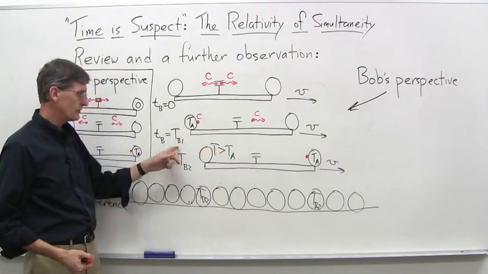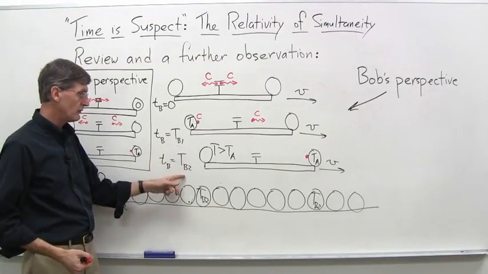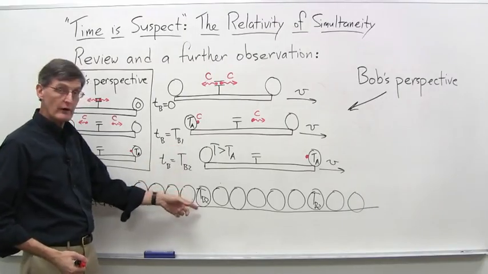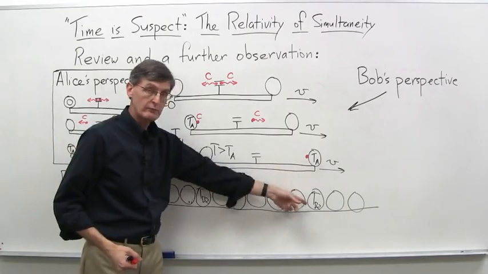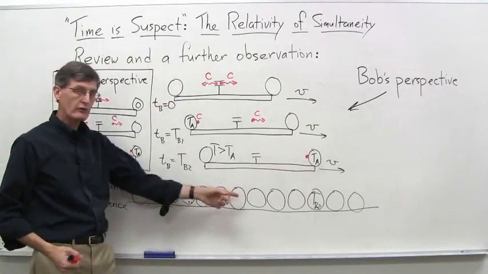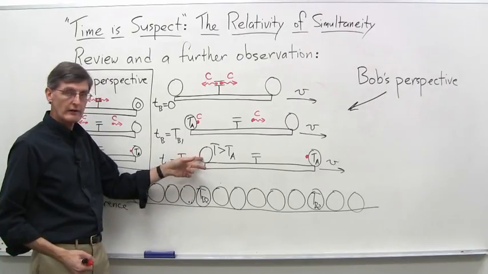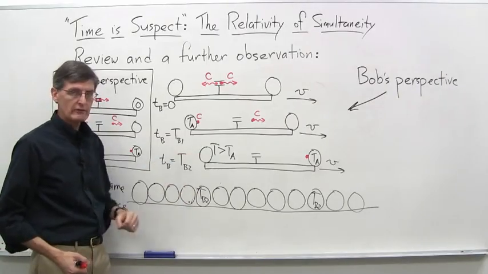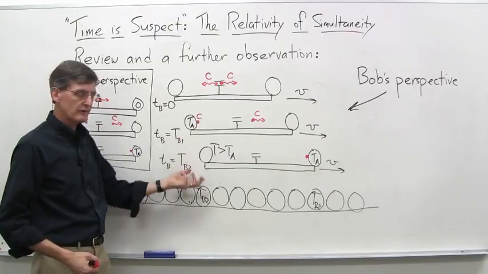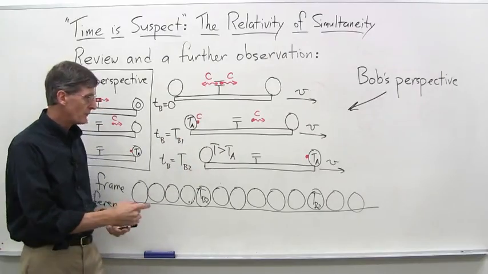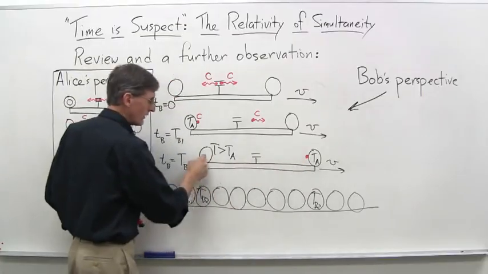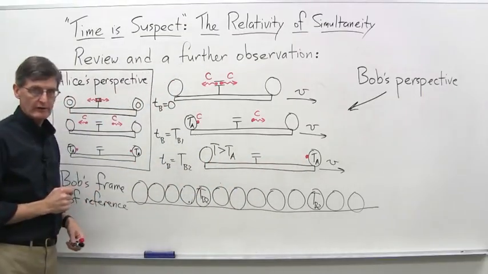I read the first one at TB1, the second one at TB2, and in fact, when I recorded the second one at TB2, according to my lattice of clocks all synchronized, your rear clock, Alice, over here, was at a time greater than T sub A, because clearly it's later in time. So Bob sees Alice's clocks as unsynchronized.